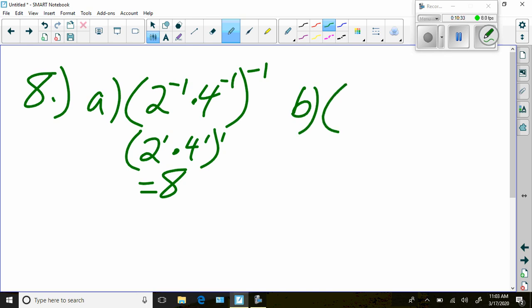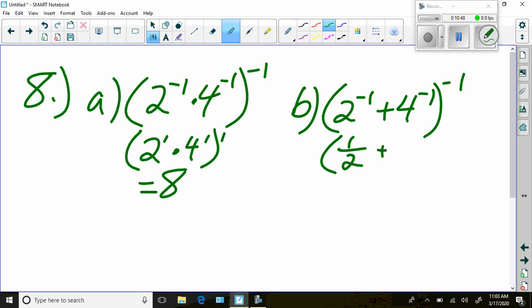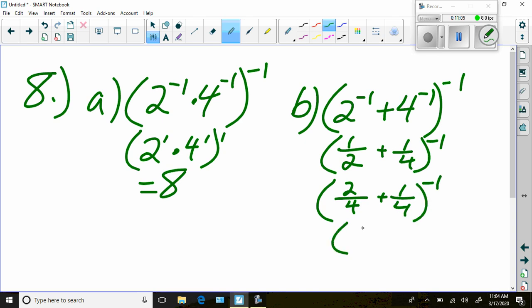it is 2 to the negative 1 and 4 to the negative 1, and that's all to the negative 1. Okay, so that's going to be 1/2 plus 1/4 all to the negative 1. You cannot distribute the negative across a plus sign. All right, well, to get a common denominator, that's 2/4 plus 1/4 to the negative 1. So that's 3/4 to the negative 1. And so for me, that answer is 4/3.